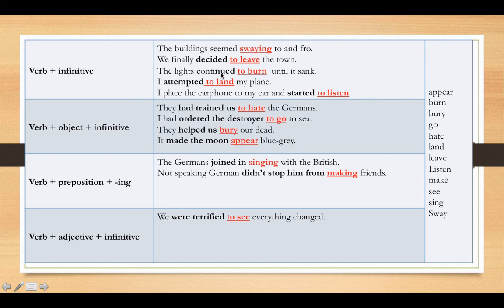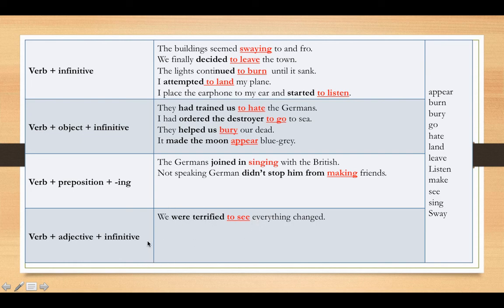Like the lights continue to burn. I attempt to land. Started to listen, and the verbs with object plus infinitive: they had trained us to head, ordered the destroyer to go, help us bury, made the moon appear. And verb plus preposition plus ing: join in singing, stop him from making. And verb plus adjective: we were terrified to see.